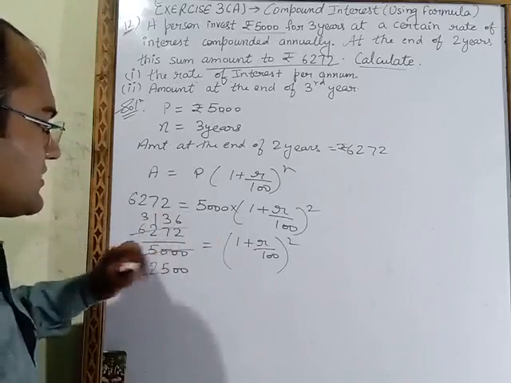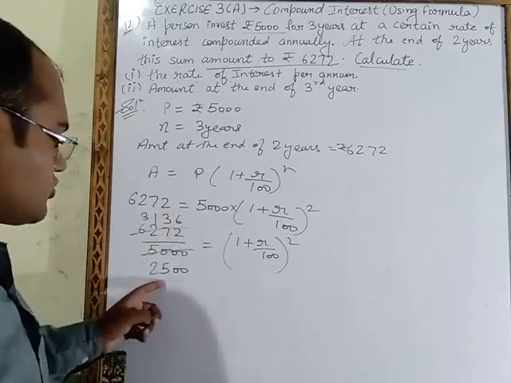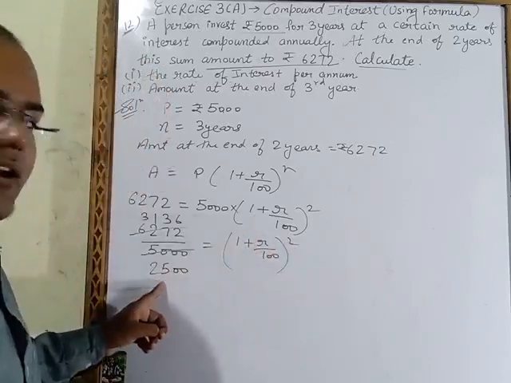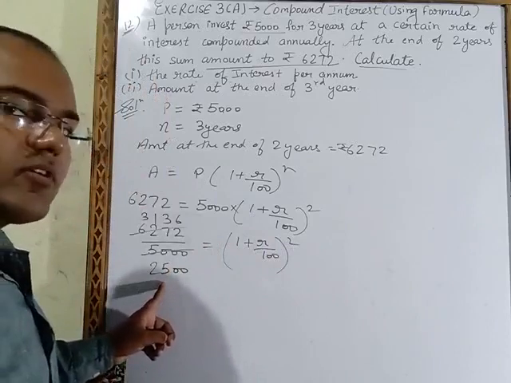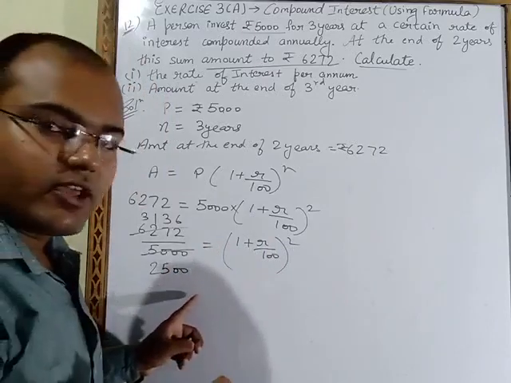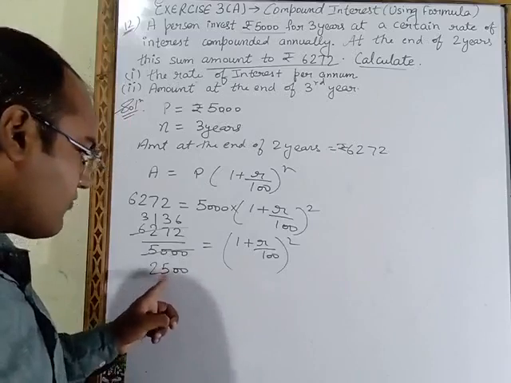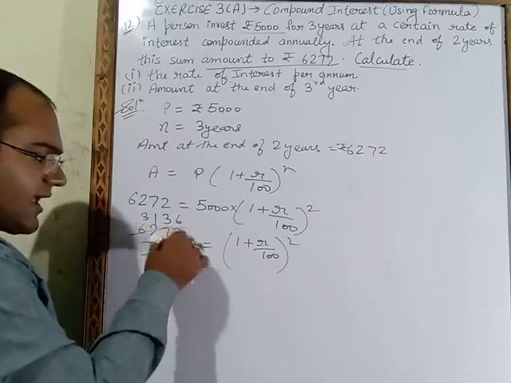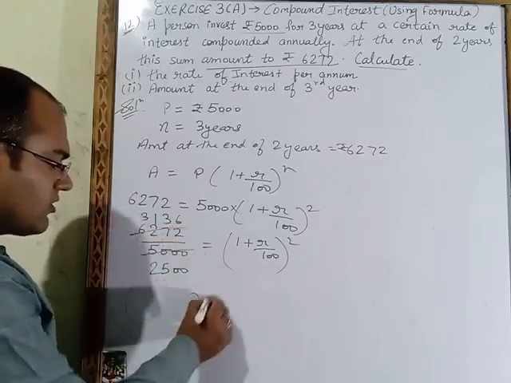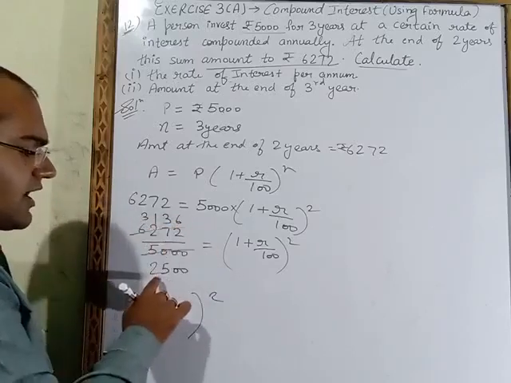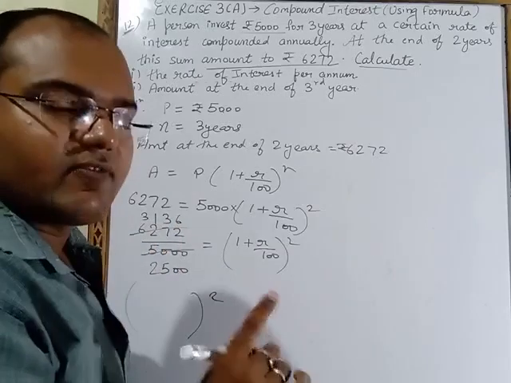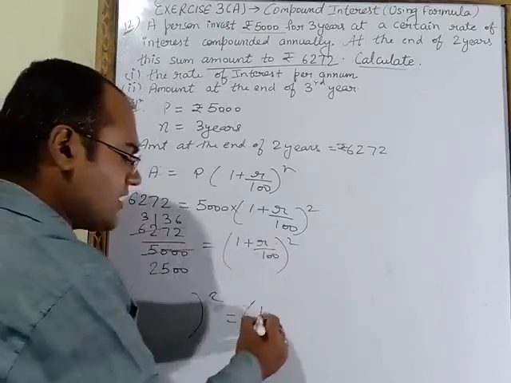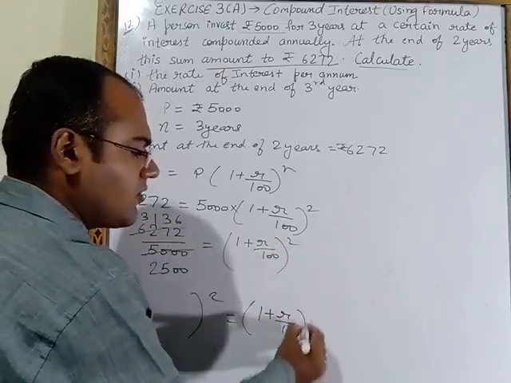Now no need to cancel it. Why no need to cancel? This is 2500. Here the power square is there, and 2500 is the square of 50. 50 multiply 50 will be 2500. So this is the square of 50, so no need to cancel it. So what you have to do? You have to write it as a whole square. We have to change these numbers, 3136 and 2500, and write them in the form of a whole square. And the right side we write as it is, 1 plus R upon 100 power 2.